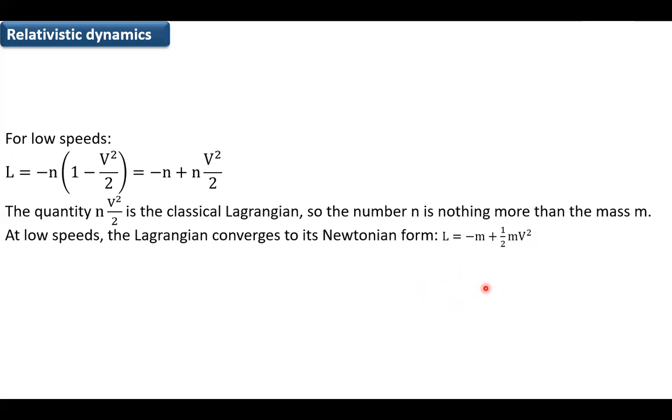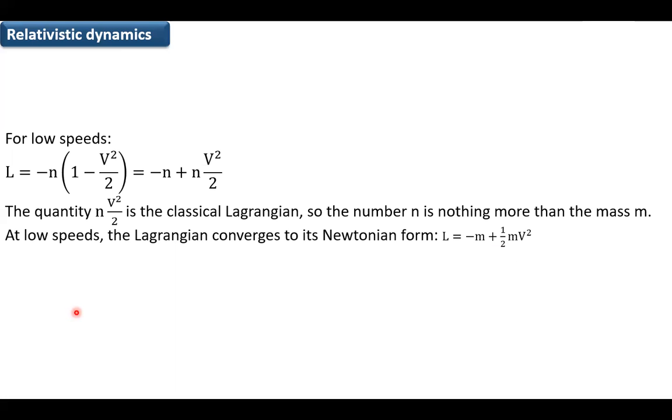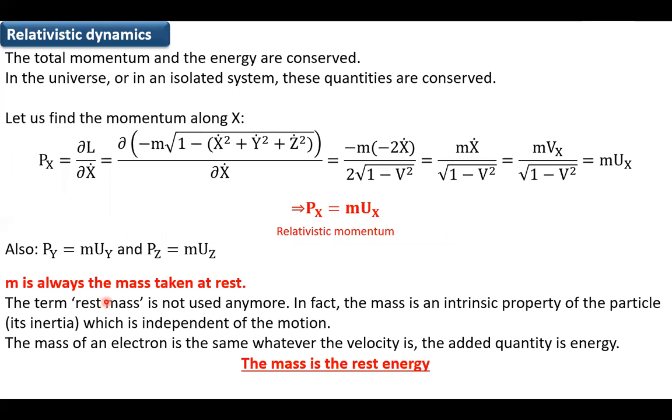So our L is minus m plus half mv squared in classical mechanics, or, as we will see, we will consider the quantity m in the relativistic Lagrangian. So the quantity n is the mass. Here in the relativistic Lagrangian, our L is minus m radical 1 minus v squared. So our scalar n is nothing else than the mass m. Okay.